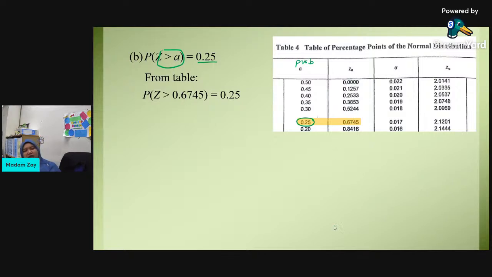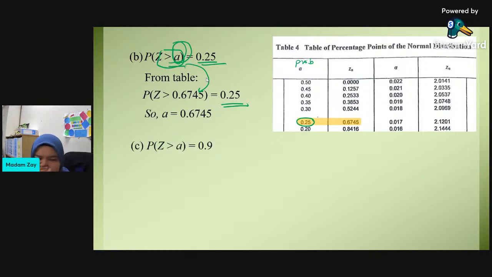So, kita boleh compare lah soalan tu dengan yang dalam table tu. Apa yang kita compare? Nilai A kat sini. Okay, nilai A 0.25 ni dah sama dah probability dia. So, nilai A ni adalah 0.6745. Boleh ke? Boleh, okay. Okay, untuk soalan C, probability of Z more than A is equal to 0.9.